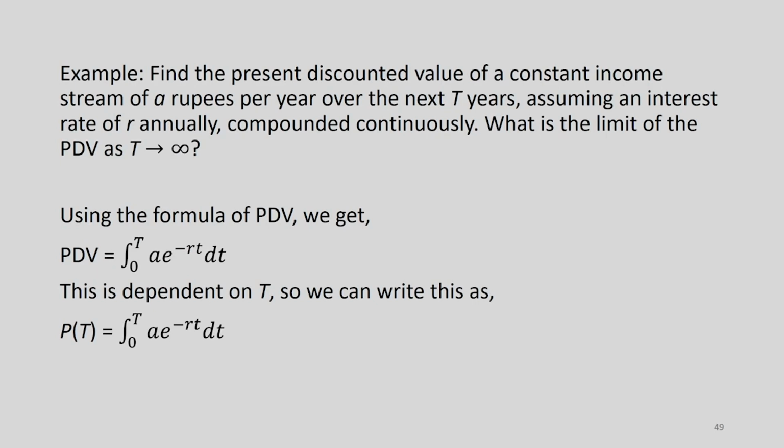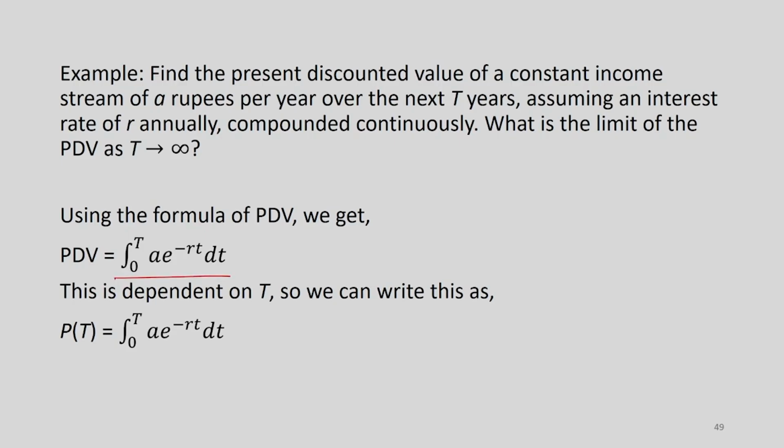Okay, let us do this one and then we shall call it a day. Find the present discounted value of a constant income stream of a rupees per year over the next capital T years, assuming an interest rate of r annually, compounded continuously. What is the limit of the PDV as T goes to infinity? So there are two parts of this. First, we have to find the PDV. Let us do that. It is simple. I just have to plug this information into the formula.